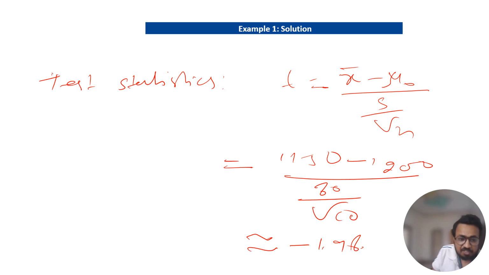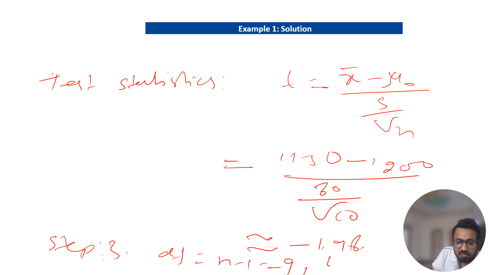Now, what is the value of degree of freedom? df is equal to n minus 1, right? In step third, df, that is n minus 1, equal to what? N minus 1 is 9. So now we will find the critical value. So critical value, what is the value of t?